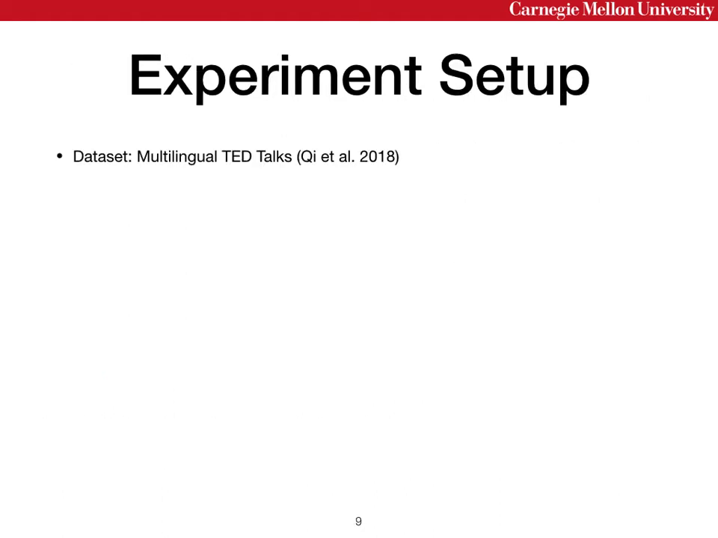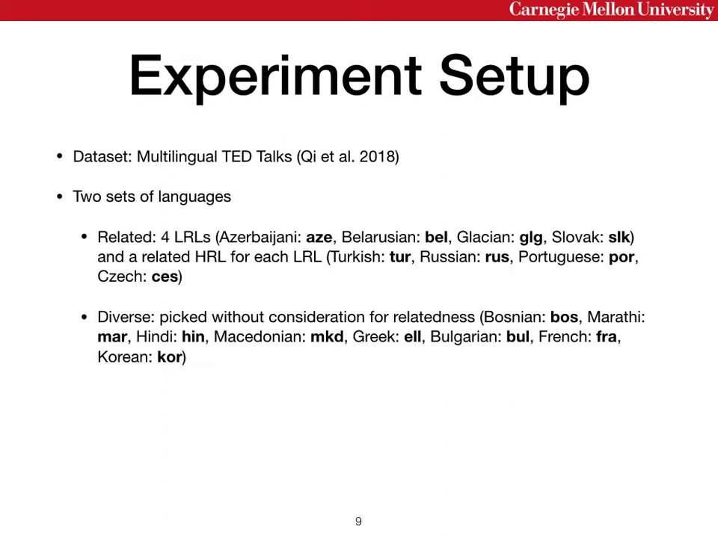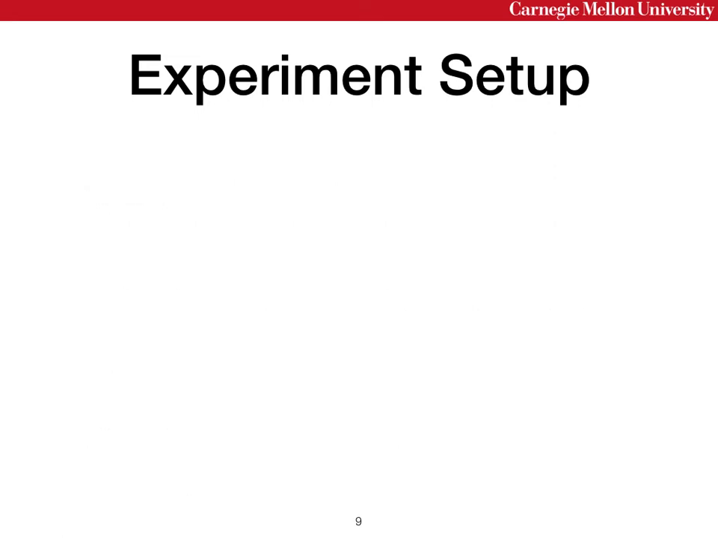We test MultiDDS on a multilingual TED Talk dataset, and we test it on 2 sets of languages: related, where we use 4 low-resource languages, and each of them is paired with a related high-resource language, and diverse, where we pick 8 languages without considering relatedness. We test it on 2 NMT settings: many to one, where we train a single model that translates from 8 different languages to English, and one to many, where we train a single system that translates from English to many different languages.